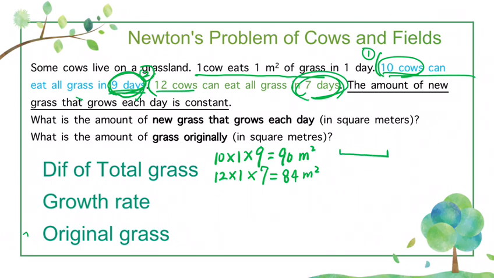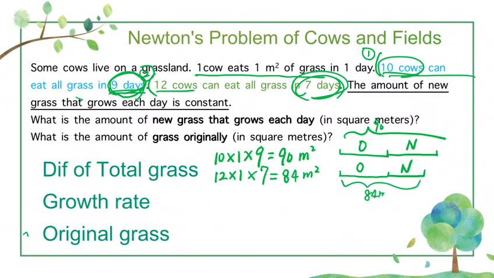So if I use a figure to show you, this 90 square meters should be the original grass in this pasture or in this grassland, plus the new grass. This is 90. And this 84 is also the original grass. Pay attention, the original grass is the same, right? It's the same because it's the same grassland, plus the new grass. This is 84 square meters. So what is the difference of the total grass? Just 90 minus 84, then it's 6 square meters.